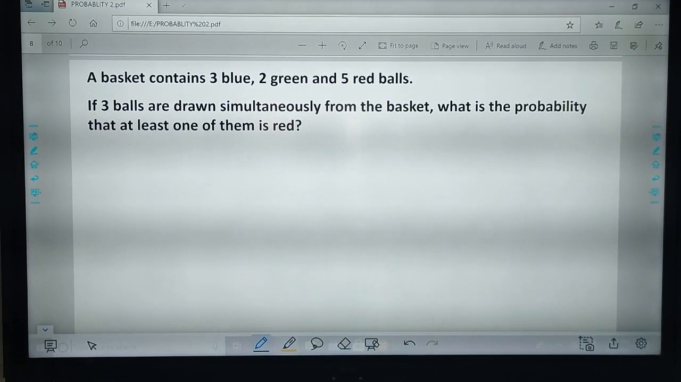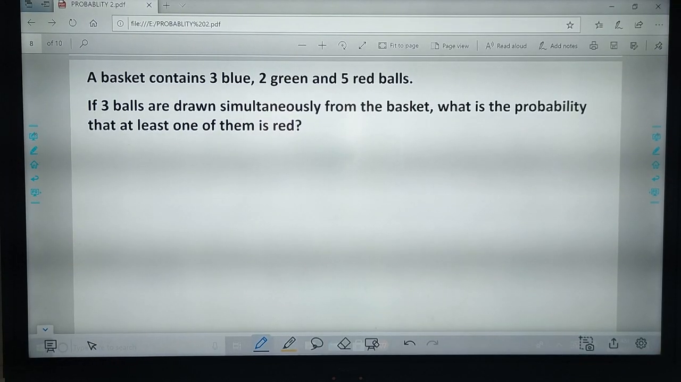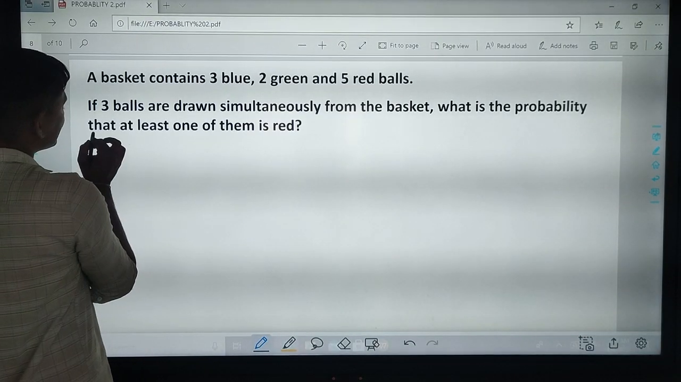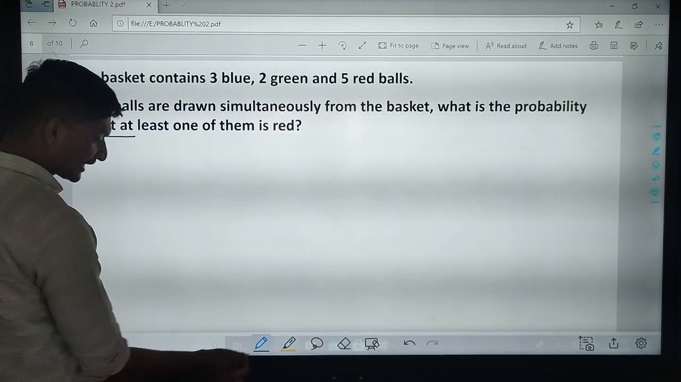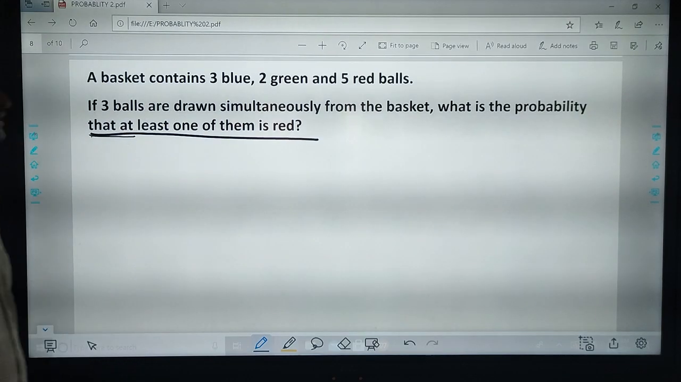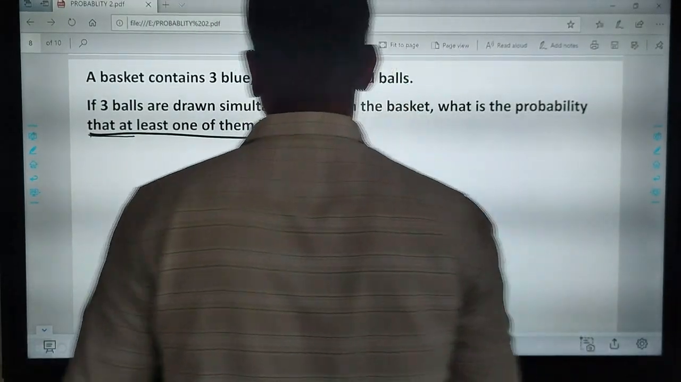A basket contains 3 blue, 2 green and 5 red balls. If 3 balls are drawn simultaneously from the basket, what is the probability that at least one of them is red? Probability that at least one of them is red. At least. मग तुम्हाला कमीत कमी एक रेड पाहिजे.